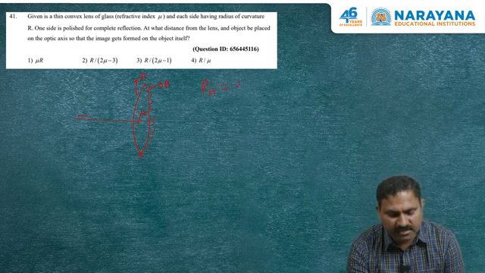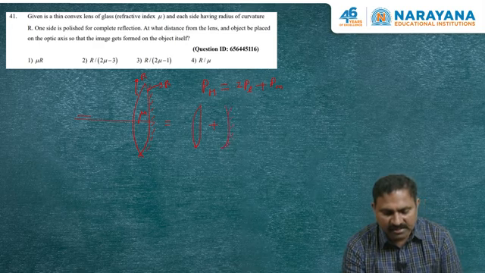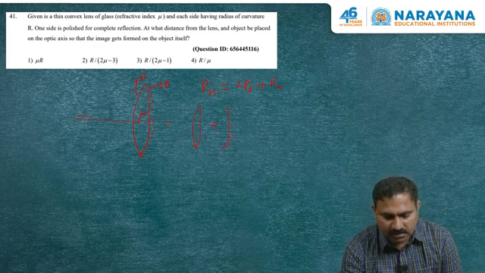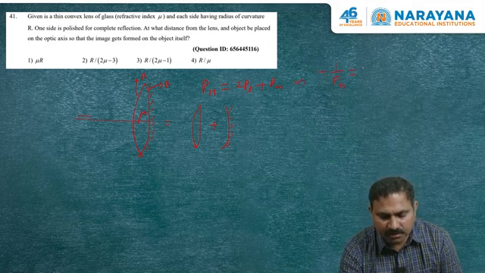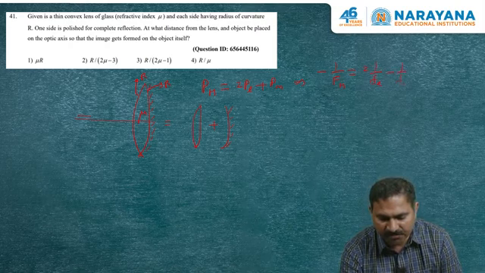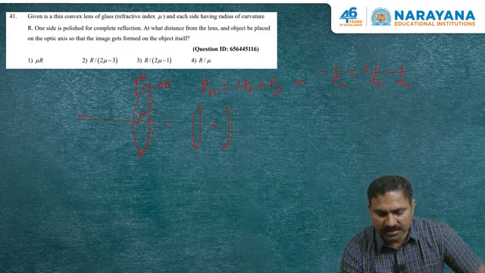Power of mirror in this case can be written as 2 times the power of lens plus power of mirror, because this combination can be taken as equivalent to a combination of convex lens and concave mirror. So in this case this can be rewritten as minus 1 by focal length of mirror equals 2 times 1 by focal length of lens minus 1 by focal length of mirror.